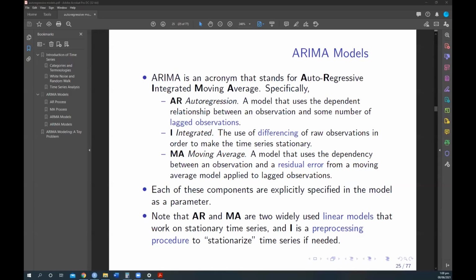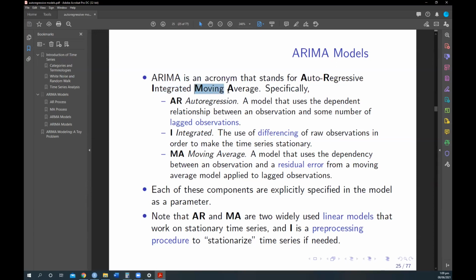Okay, so ARIMA muna tayo. ARIMA is an acronym that stands for Autoregressive. AR means autoregressive. I means integrated. Integrated here does not refer to integration, but it refers to the use of differencing to make the time series stationary.